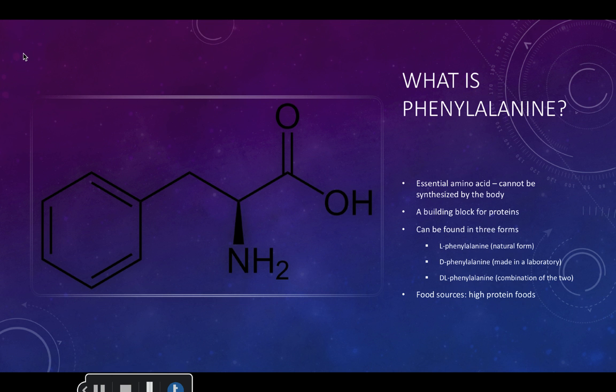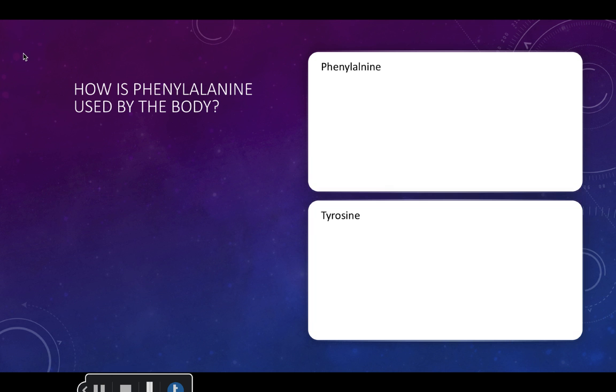There are 3 different forms of phenylalanine. The first listed here is the L form, the natural form found within proteins. The second is the D form, which is produced in the laboratory. And finally, the DL form, which is just a combination of the 2 forms previously mentioned.